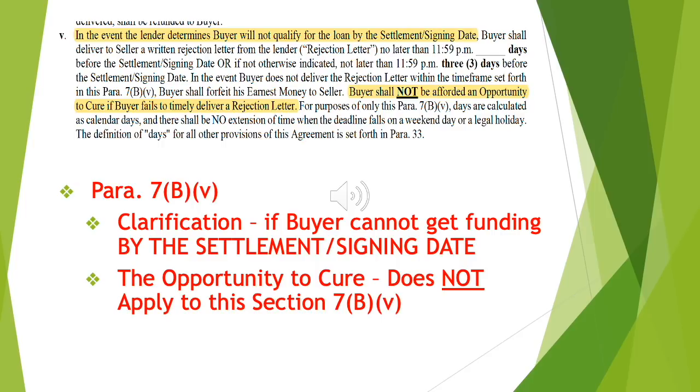The other language that we added to this section says that this section will not afford the buyer an opportunity to cure. And I said in the last slide that we're going to be talking about that, and we will be talking about that. But the short of it is that in the event that the buyer misses this deadline, there's not going to be any notice requirement on the part of the seller. They will not have to tell the buyer they missed the deadline. The opportunity to cure will not be presented to the buyer. If they miss the deadline, they just miss the deadline, and then they run the risk, of course, of losing their earnest money as specified in this paragraph.